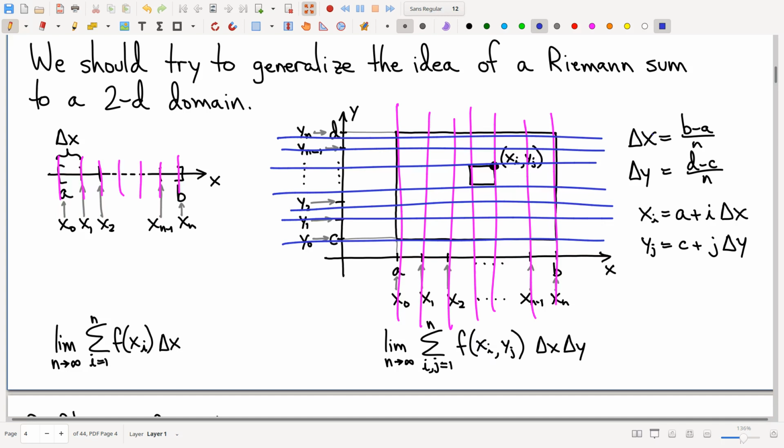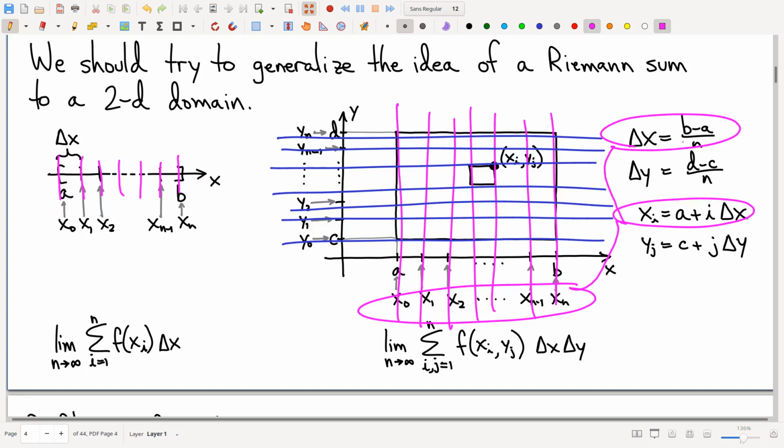Okay, now I've chopped it up into little pieces. Notice as I chop up my rectangle, I am also inadvertently chopping up the x-axis exact same way we were in single variable calculus, as it turns out. Still an interval from A to B on the x-axis. I'm still chopping that up into n pieces.